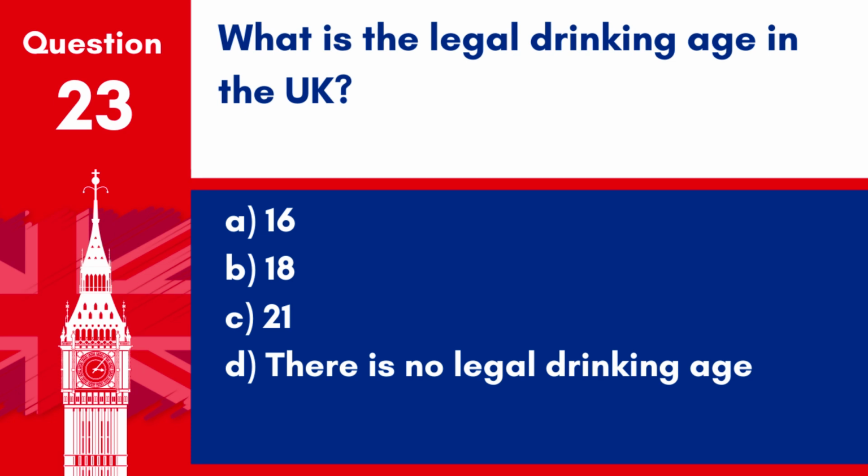Question 23. What is the legal drinking age in the UK? A. 16. B. 18. C. 21. D. There is no legal drinking age. Answer: B. 18. The legal age to purchase and consume alcohol in the UK is 18 years old.